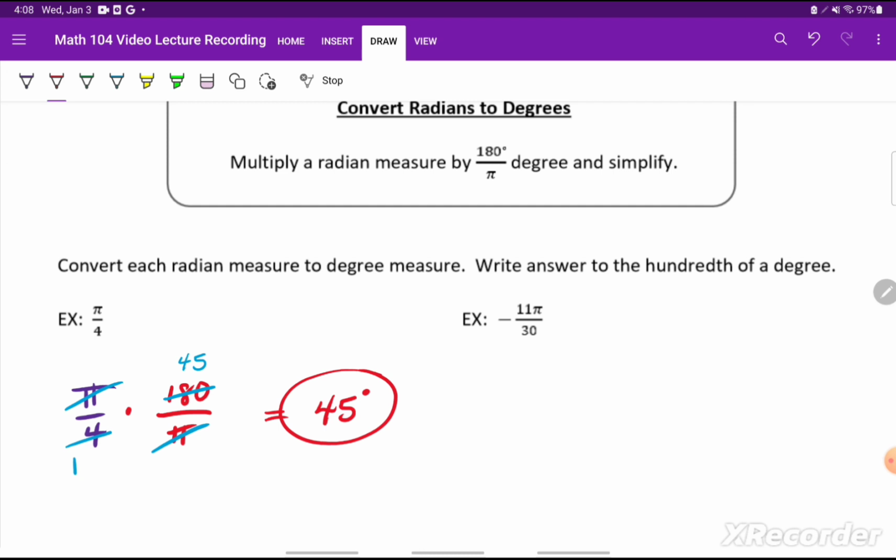You do need to put the little degree symbol there. With radians, as I mentioned earlier, it's unit free, so we don't put anything there, but with degrees, you do have to put the little degree mark.